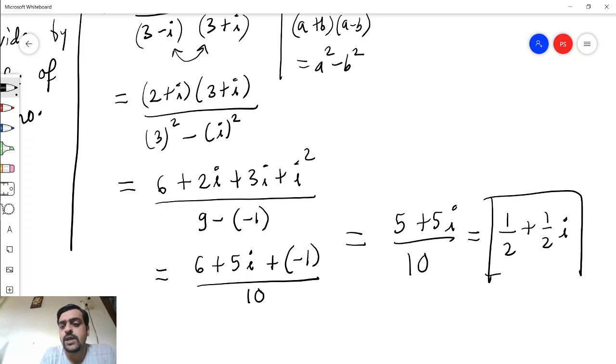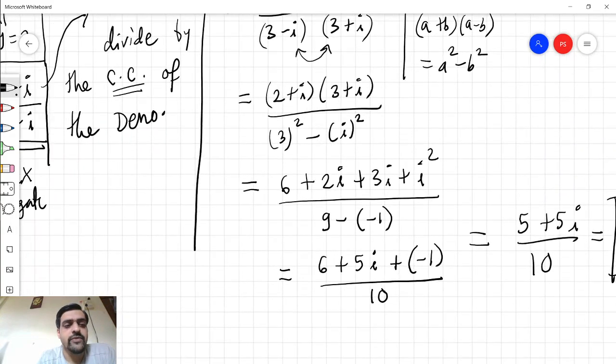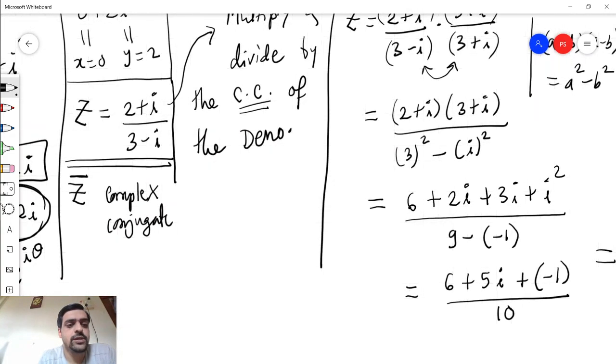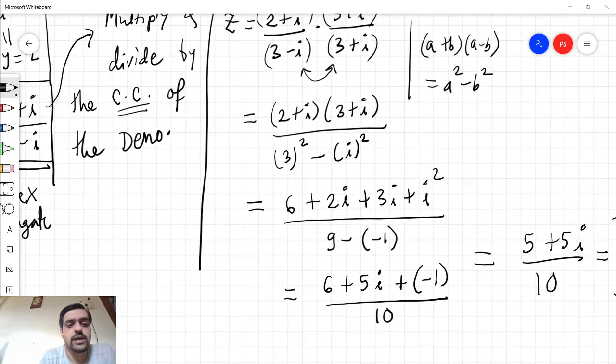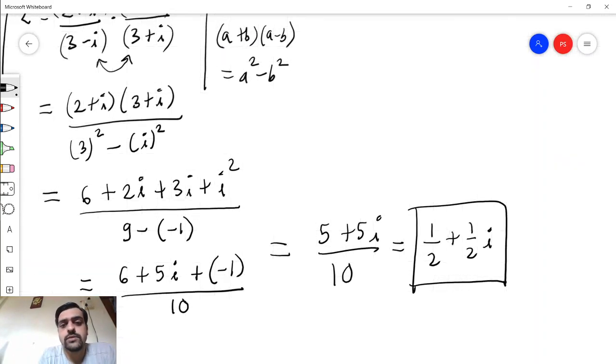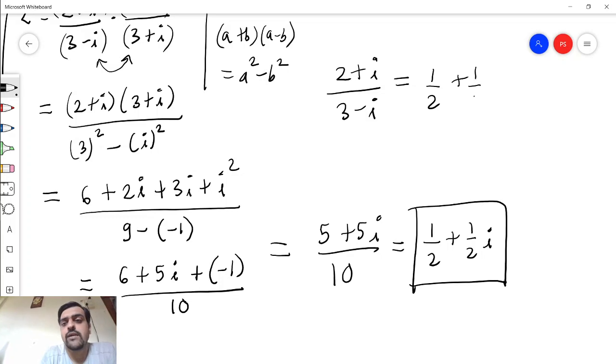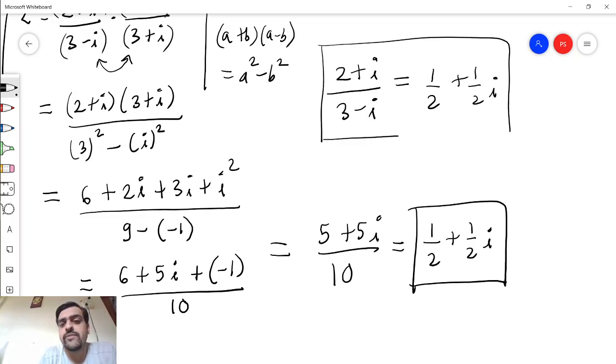Yes. So this is again the familiar form of x plus iy. So what was our previous original expression? 2 plus i by 3 minus i. So 2 plus i by 3 minus i is equivalent to half plus half i. So yes, we again have simplified a complex expression to a familiar, well-known form.